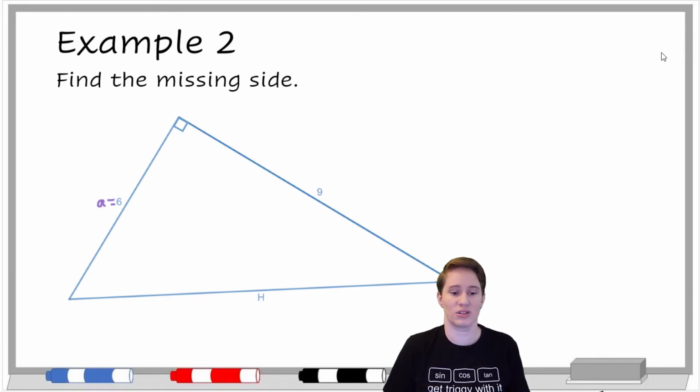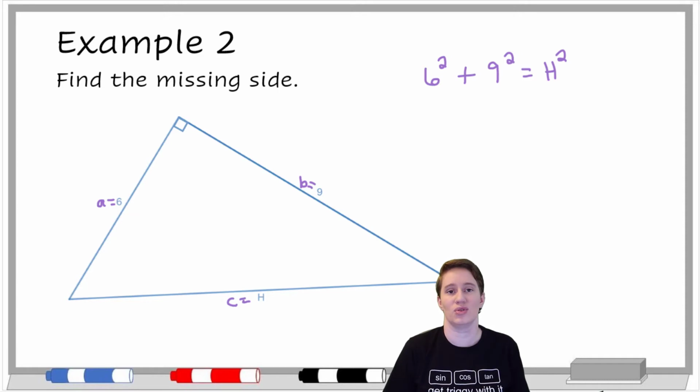It doesn't matter which of these you label A and B, but 6 and 9 are our legs, so they are A and B, and then our hypotenuse C equals H. So we want to do 6 squared plus 9 squared equals c squared, or h squared. It doesn't actually matter which one you put. Since I labeled h on the triangle, I should put h. But if you accidentally put c, that's probably fine too.